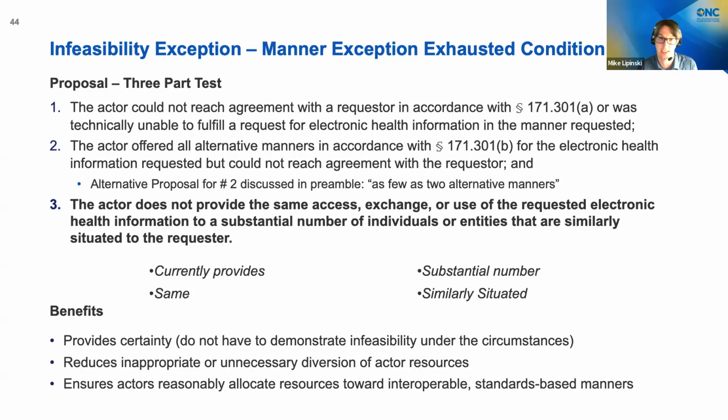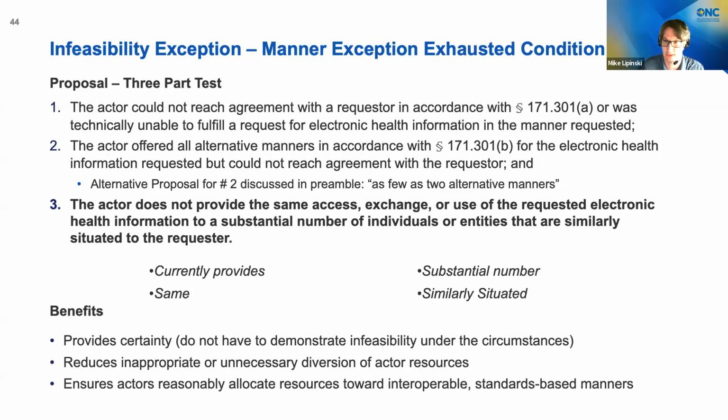And so what we're saying here is we're trying to provide a little more certainty that if they go through that process and still can't reach agreement, including using two of the alternative manners as a potential proposal instead of all three of them, and then they do this, which is number 3, or essentially they don't do this, I should say. They don't provide the same access that's being requested, access, exchange, or use, to a substantial number of individuals or entities that are similarly situated to the requester.